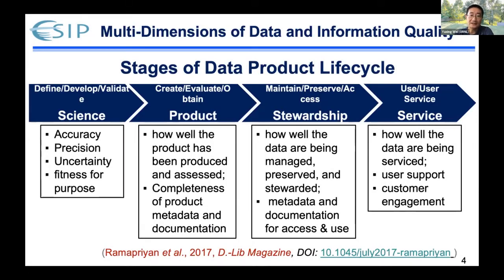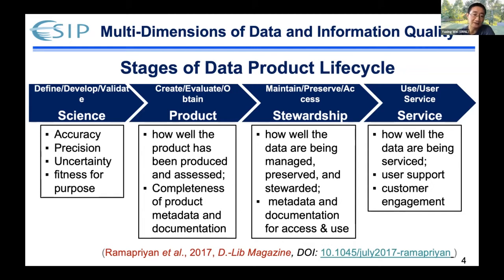So back in 2017, the IQC, led by Rama, published the paper Ensuring and Improving Information Quality for Earth Science Data and Products in D-Lib Magazine. And through this paper, the IQC defined the four dimensions of data and information quality and their corresponding stages throughout the data product lifecycle. And those four dimensions include science quality, product quality, stewardship quality, and service quality.